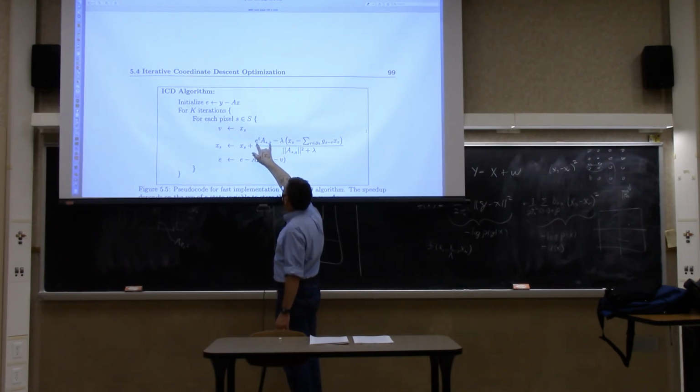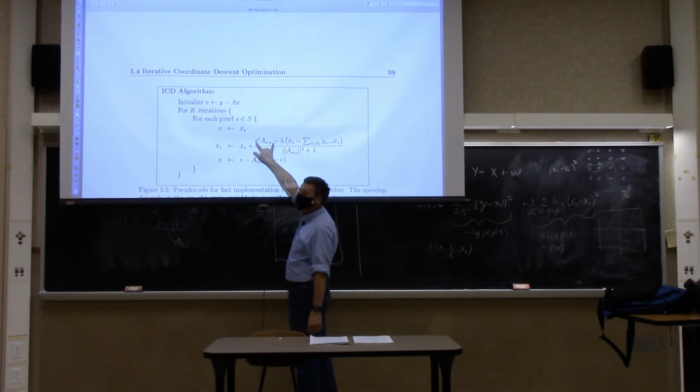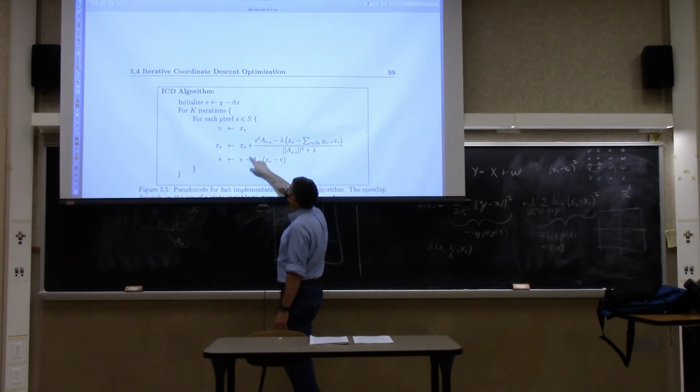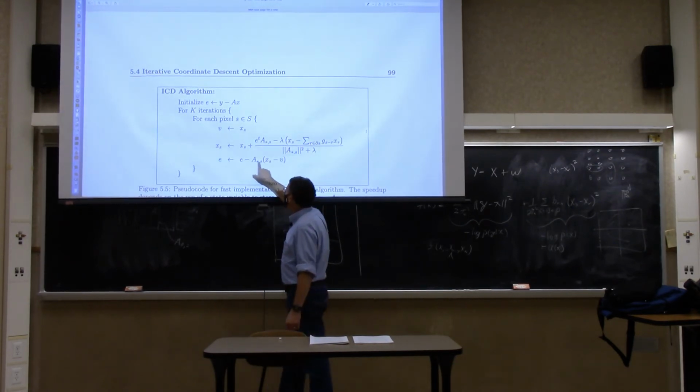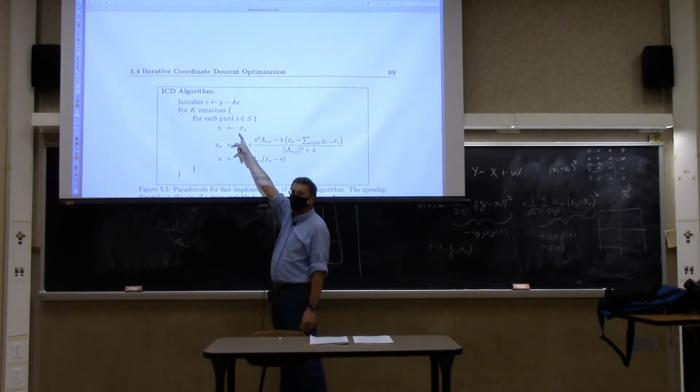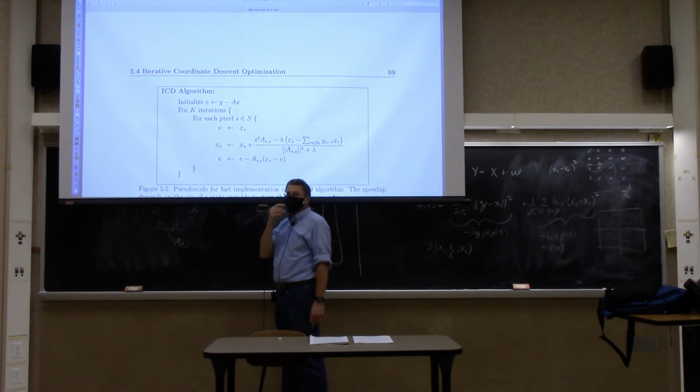You have E, this term, and you have this term. This is the forward model, that's the prior. You do the update of X, and then when you change X, E has to change correspondingly. So you make this update.